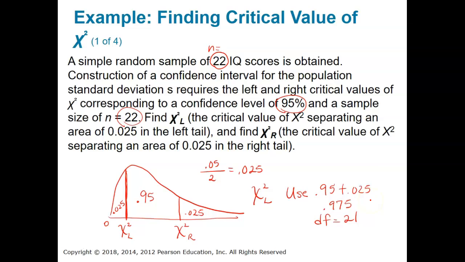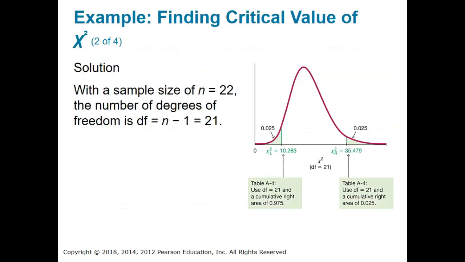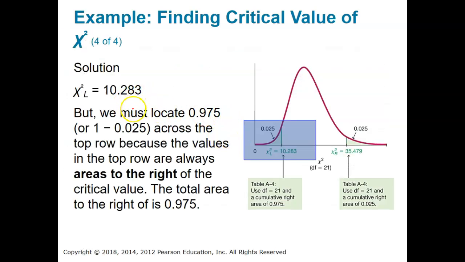So when I go to my table, I'm going to go up here to where it says the area to the right is 0.975, and then I'm going to go down to the number of degrees of freedom, and so this is going to be my value here that I'm going to use. So 10.283. Okay, so 10.283.